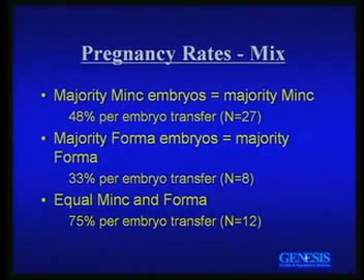Now, the mix was a little more difficult because I needed to look at, well, what kind of mix was it? Was it a mix where the majority of the embryos came from the MINC? Was it a mix where the majority of the embryos came from the forma? Or was it an equal mix of embryos? And I looked at those, and you can see the Ns are not very large. But when you looked at the majority of embryos coming from the MINC, the pregnancy rates were 48%, the forma 33%, and the equal number was very high. It was 75%, but the N was quite small.